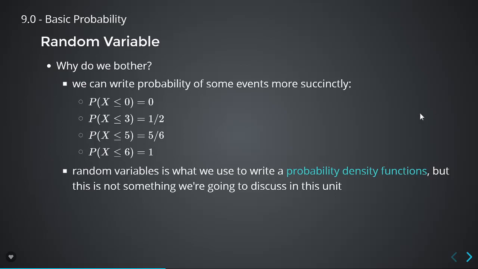Because we define X to be the value of the dice, we can say things like P of X less than or equal to 3, because we know what X is. If we didn't use a random variable, you would have to write the actual event in words, something like P of the result of the dice roll being less than or equal to 3. So it's a lot more succinct to define X to be something and then use X in an inequality, like what we're doing here. Now, this will lead to something we call probability density functions, but that's not something we're going to be discussing in this unit, so I'm going to stay away from that.